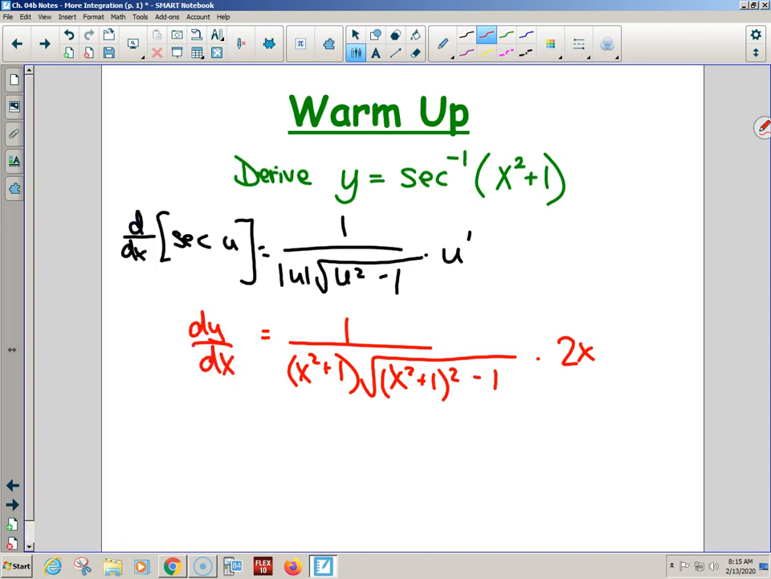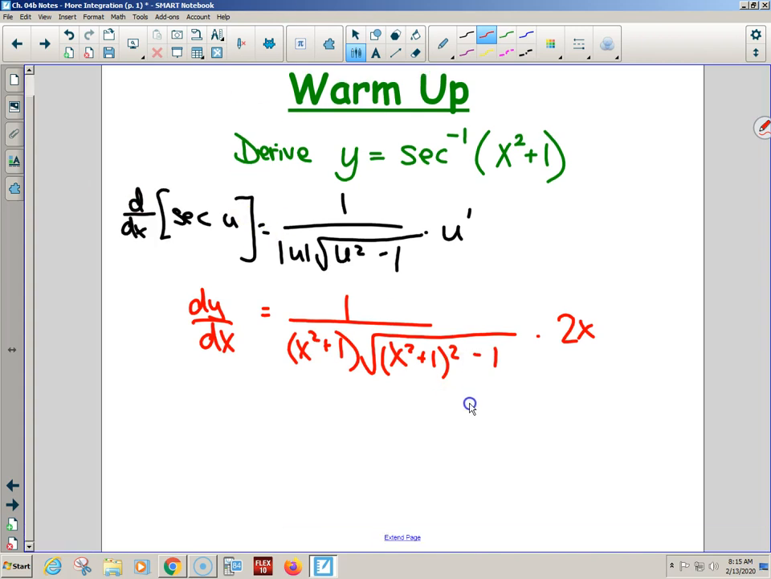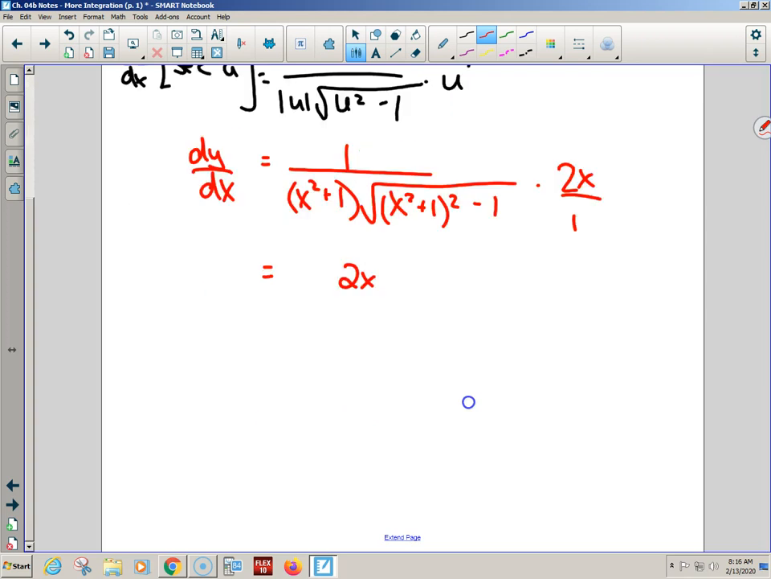No, because don't we have some at least foiling and combining and putting the 2x up top to do? So then if we FOIL, we get what? x to the 4th plus 2x squared plus 1 minus 1? Oh, that goes away. So we end up with, I'm going to put a little more room, that 2x on top because it's technically over 1. Fractions multiply across. And so I end up with 2x all over x squared plus 1 times the square root of x to the 4th plus 2x squared.